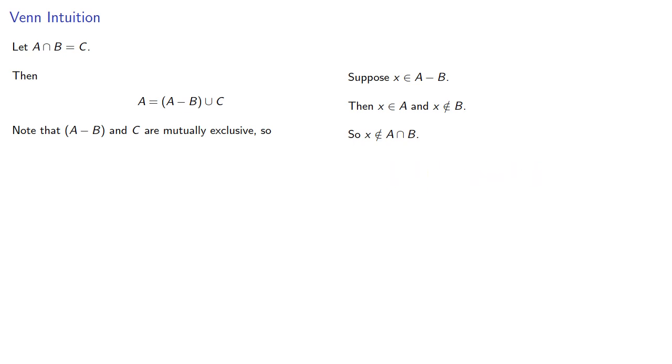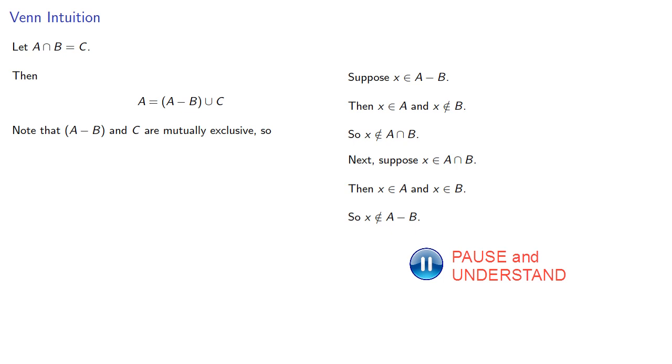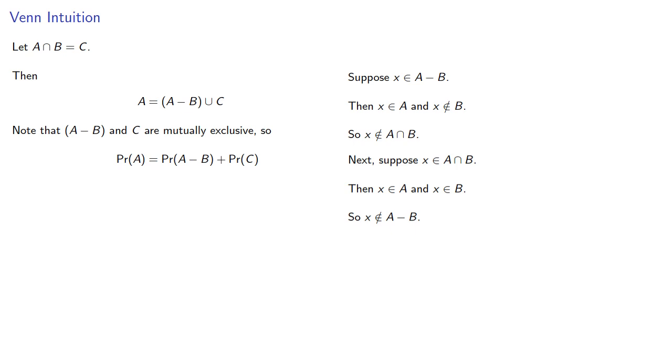Don't forget to check the converse. Suppose X is in the intersection. Then by definition, X has to be in A and also in B, so it can't be in the set difference. So if an outcome is in one set, it can't be in the other. And so these two sets are mutually exclusive. And since the events are mutually exclusive, we can write the probability of A as the sum of the probabilities. Or, rearranging, we find the probability of the difference.